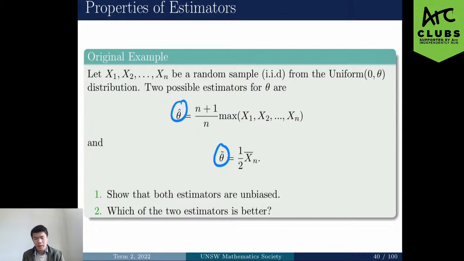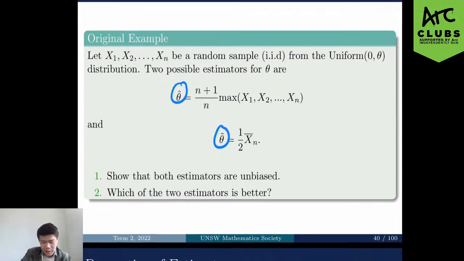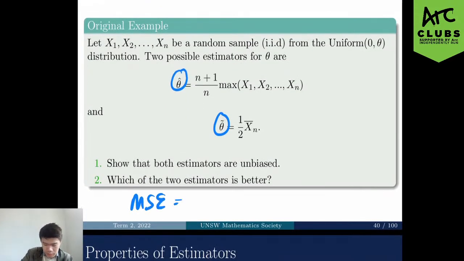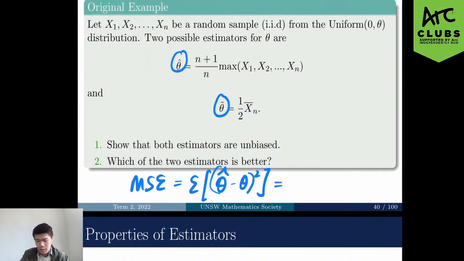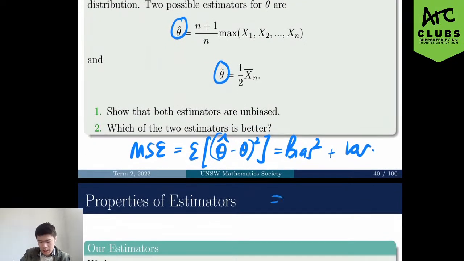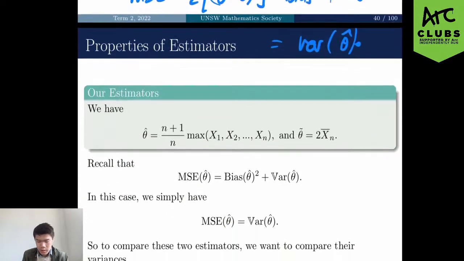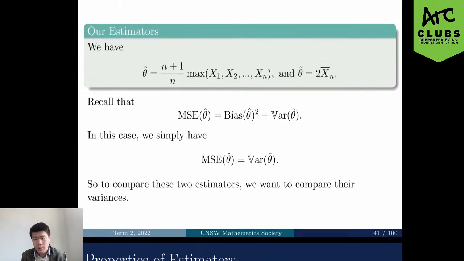And to calculate MSE, remember the formula, but let's just take a step back, because we can calculate this as bias squared plus variance. And because bias is 0, we can just say this is equal to the variance. That simplifies things a bit, and that means to compare these two estimators, we just want to compare their variances.